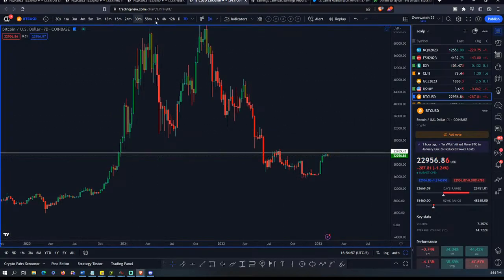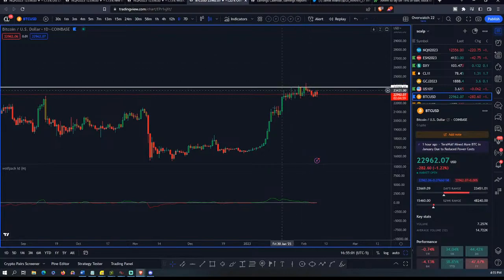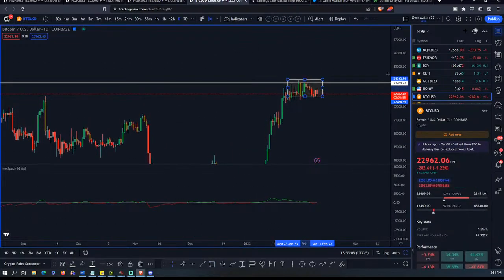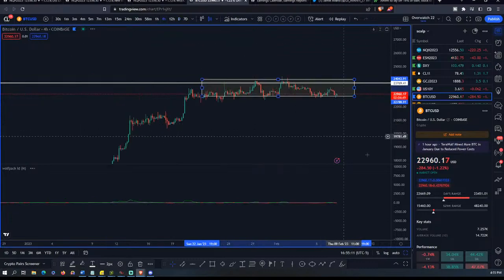But Bitcoin, seriously, on a serious note, it's flat. It's going totally sideways. It's in a box. Once it breaks out of this box, it'll do something. That's it. So for now, you go down to like 4 hour.